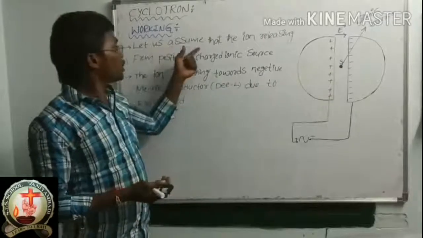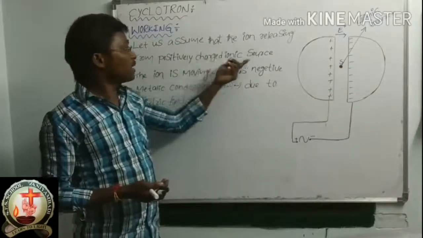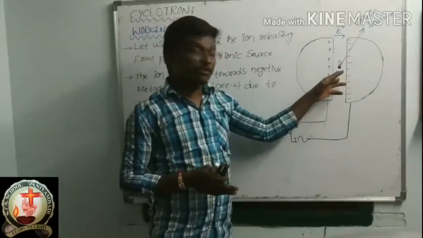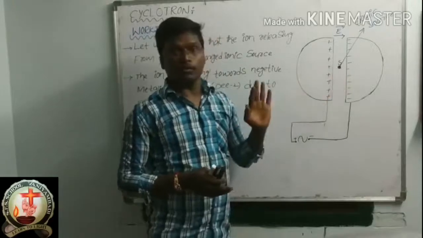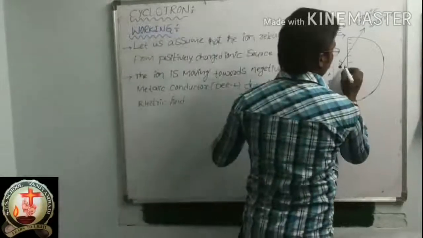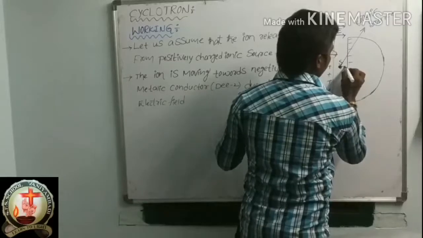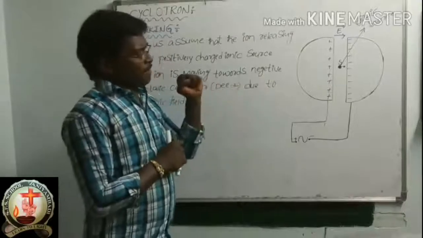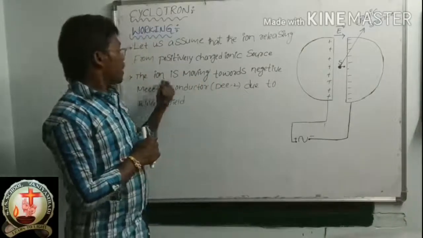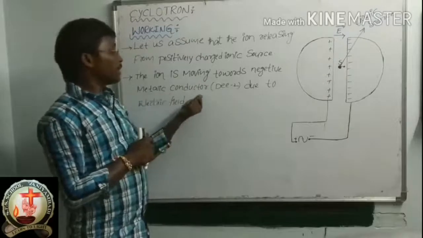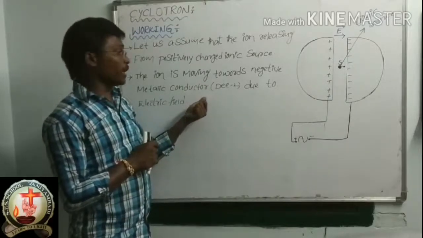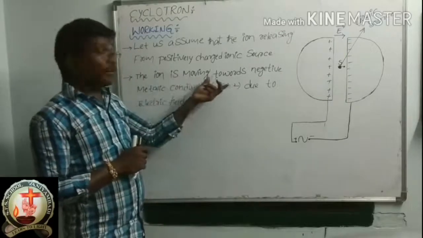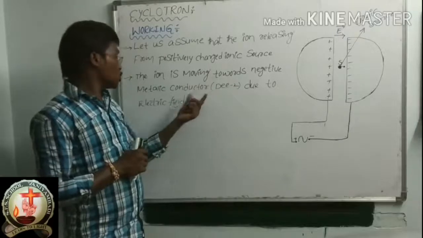So let us assume that the ion is released from the positively charged ionic source. You can assume one ion is released from this ionic source. This is the released ion. Now this ion is moving towards the negative metallic conductor due to the electric field.